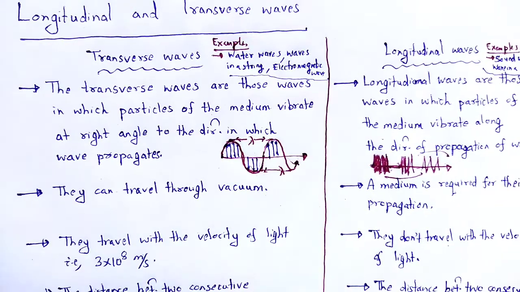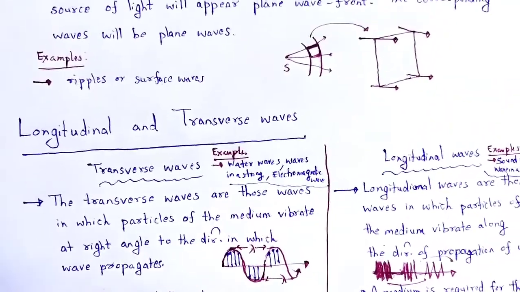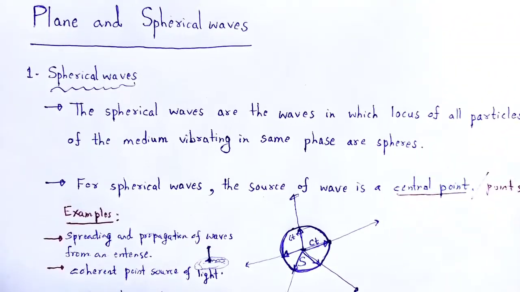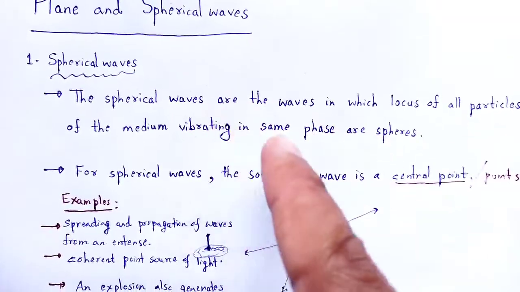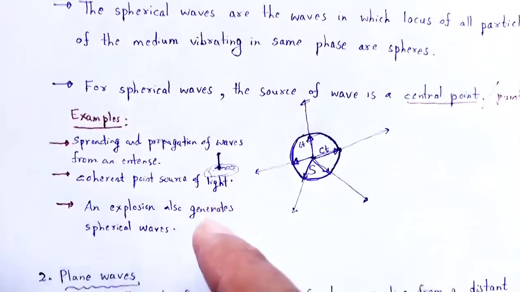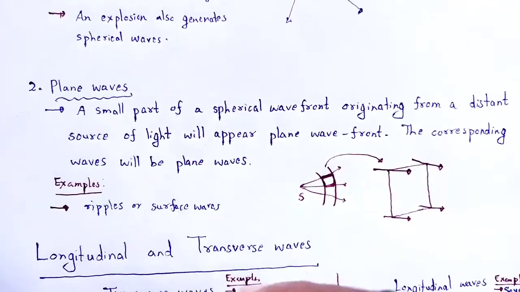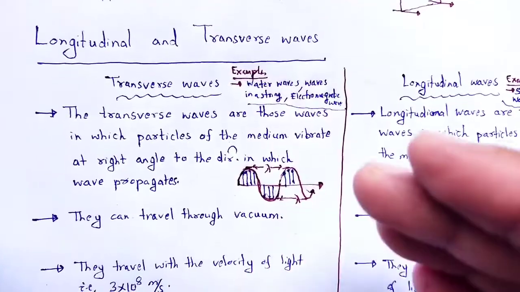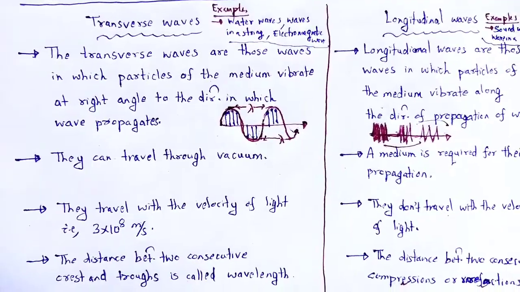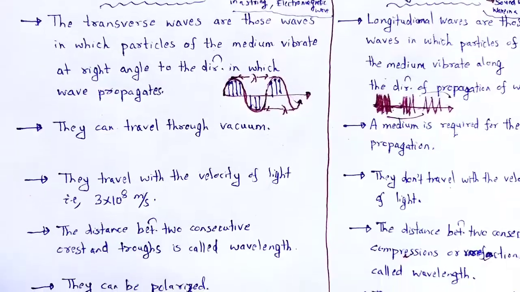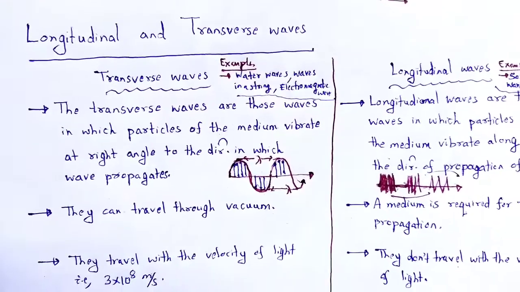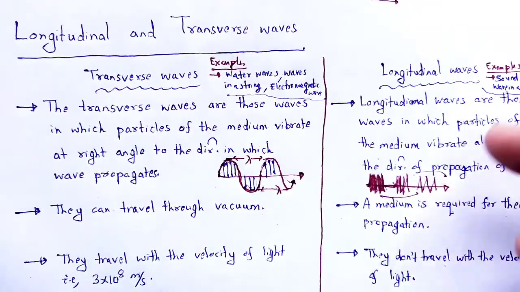So, with the help of this video lecture we understood the idea of waves, the classification as plane waves and spherical waves, plane waves and their examples, spherical waves and their examples, and the difference between longitudinal and transverse waves. Throughout, we discussed the various points of difference between transverse waves and longitudinal waves, and examples of both longitudinal as well as transverse waves.